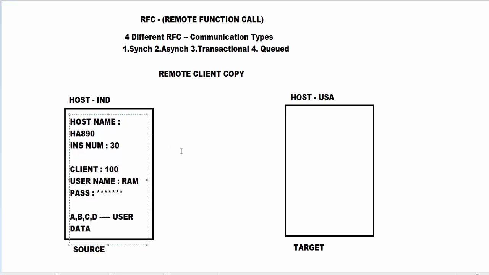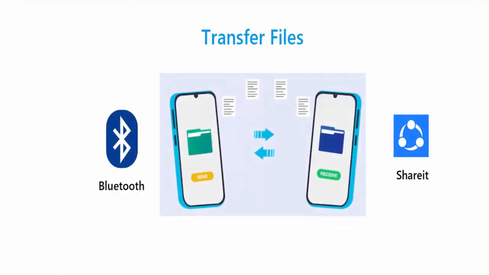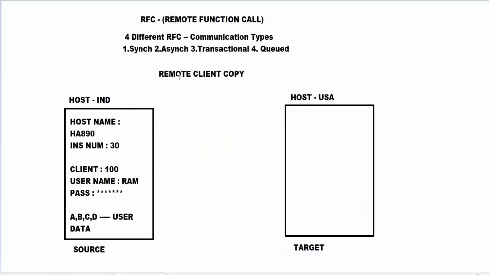I want to copy the data from the source system client to the target system, called remote client copy. As I told you, the mechanism we use to send data from one mobile to another is Bluetooth or ShareIt. Here also we definitely use the RFC mechanism in remote client copy.